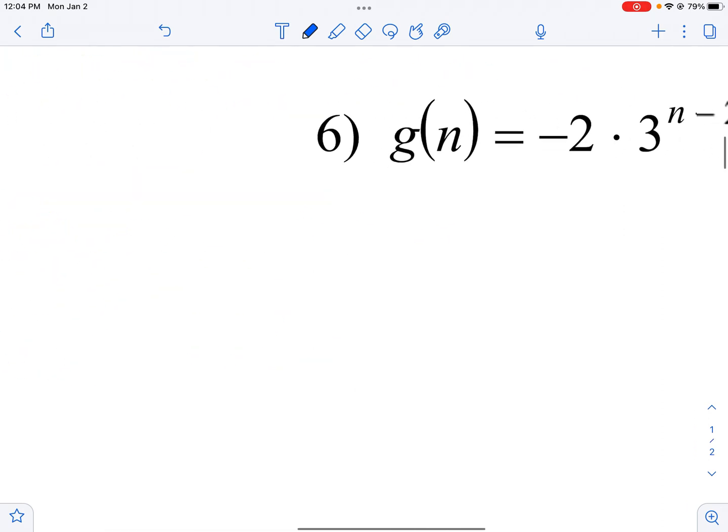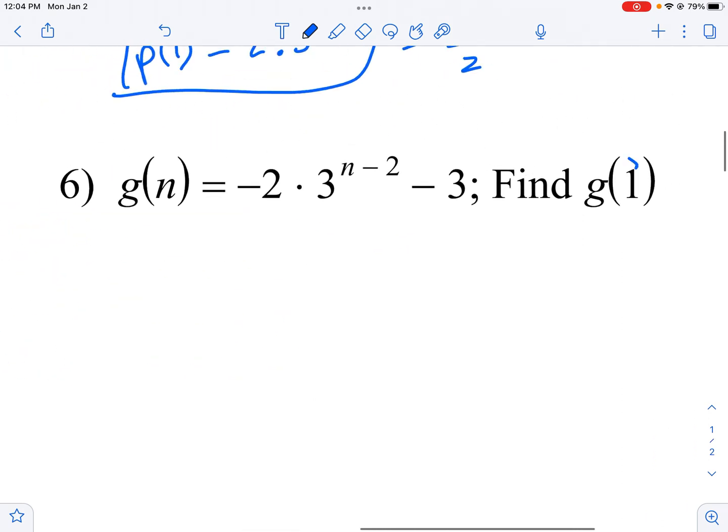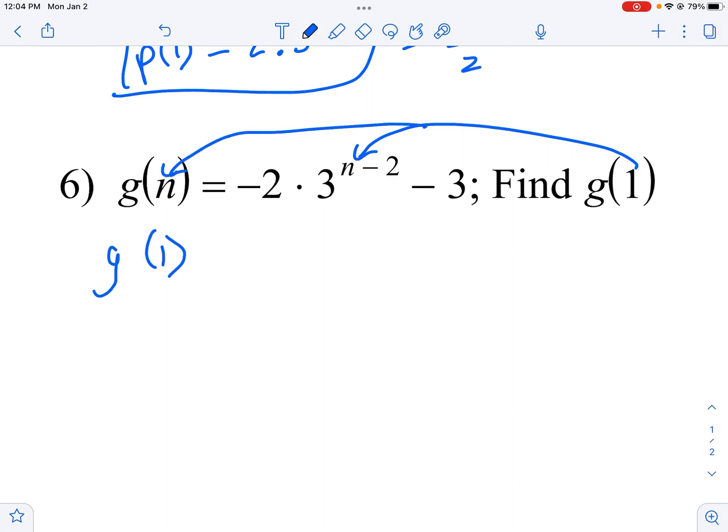Ta-da. And then our last one here, we're going to plug in 1 in all of the n locations. So g of 1 equals -2 times 3 to the 1 minus 2 power, minus 3. Once again, calculator, use it. So -2 times 3 exponent, parenthesis 1, minus 2, close parenthesis, parenthesis 1, close parenthesis, minus 2, and then subtract 3. Jeez, lots of parentheses.